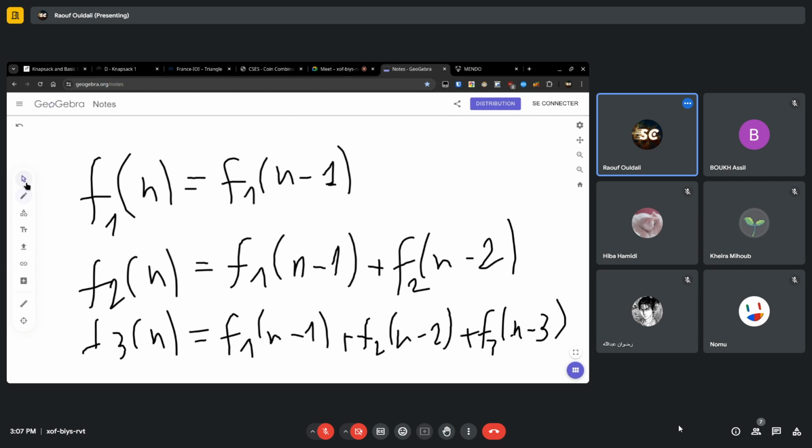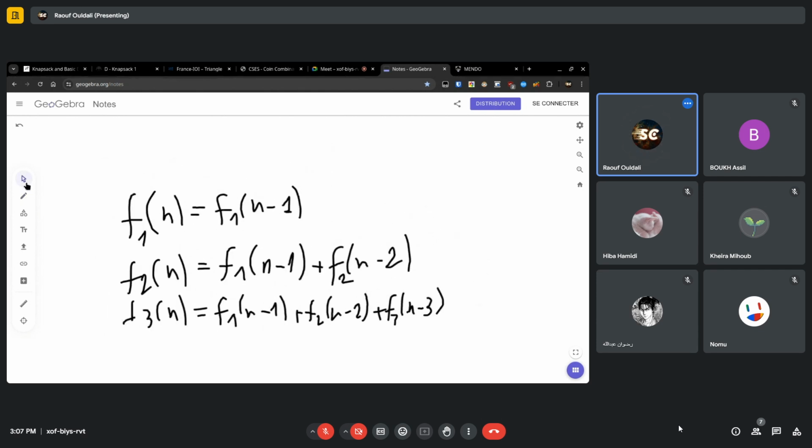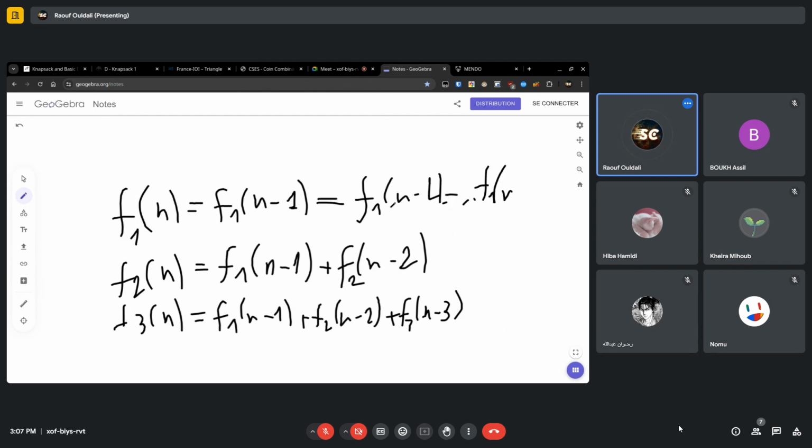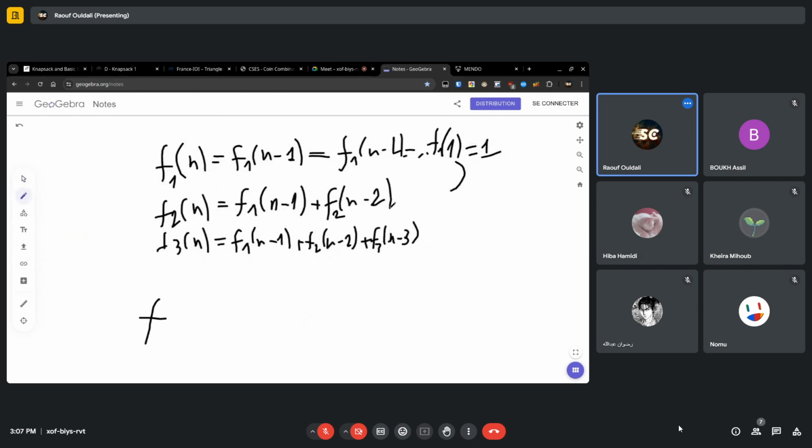Okay. Thing is that we can notice that this formula is obvious. Then we get that this is always f1 of n minus 2, which is equal to f1 of n minus 1, which is 1. Okay. So then we replace it here. So we get that f2 of n is equal to 1 plus f2 of n minus 2, okay?